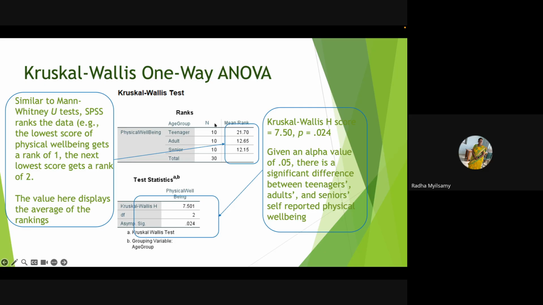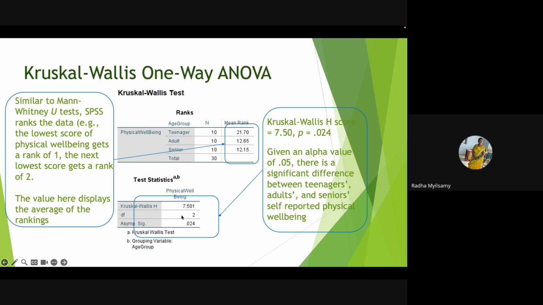So we see the total number of observations and mean values. For teenagers, the mean value is 21.70. In the adult group, the second group, it is 12.65, and in the senior group, it is 12.15. All the groups have 10 observations. So N denotes the number of observations.